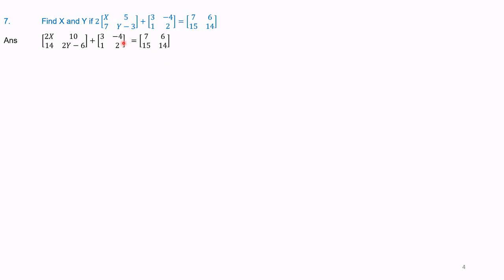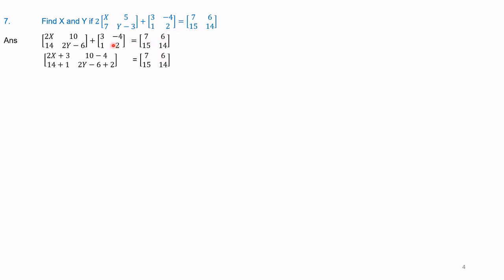So first scalar product 2 into x, first element 2 into 5, that is 10, 2 into 7, 14, then 2 into y, 2y, minus 2 into 3, 2 into minus 3 is minus 6. So we have completed scalar multiplication on the first matrix. Then the second matrix we will copy as it is, that is 3, minus 4, 1, 2. On the right hand side, the given matrix is also written.